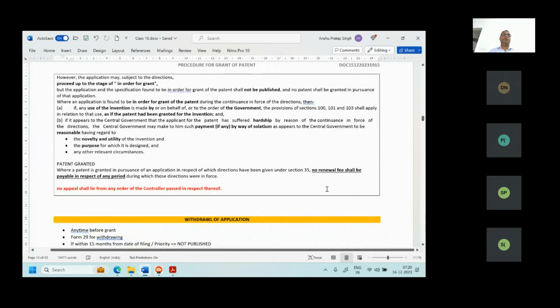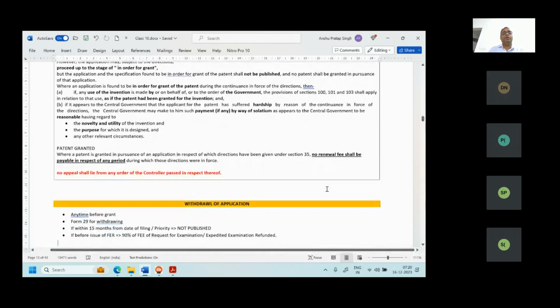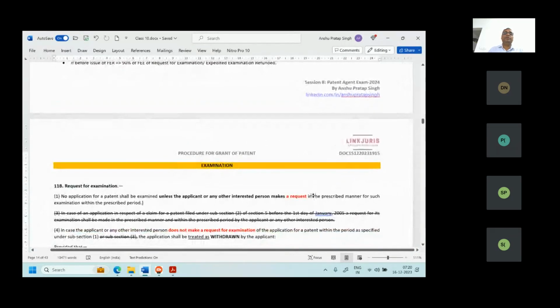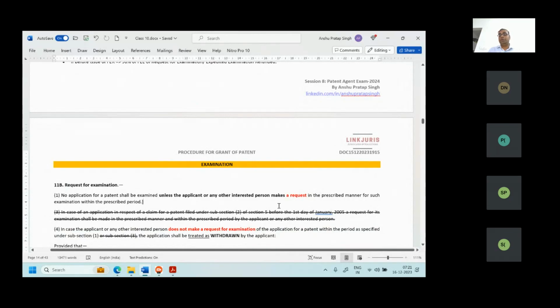Once the patent is granted, whatever the period in which your patent was under secrecy direction, for that you don't have to pay the renewal fee. And no appeal shall lie from any order of the controller passed in this respect. Controller or government, anyone's order, this is non-appealable orders. If they have decided that there has to be a secrecy, then secrecy direction will be given. You cannot challenge that.